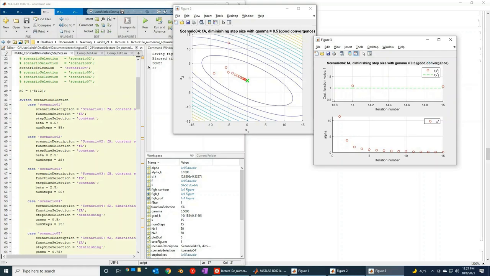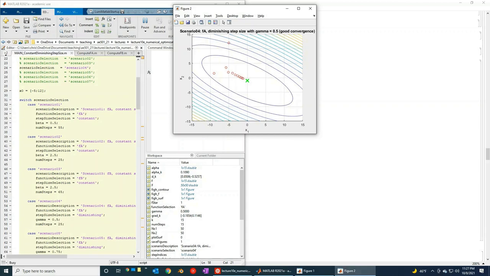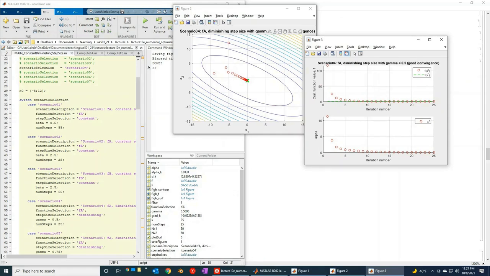So in fact, I think if we let this run a little bit longer, so instead of 15 steps, let's take maybe 25 steps, run this thing again, and hopefully we get a little bit closer. And look at that. It pretty much nails it, right? So in this case, this seemed to work out quite well.